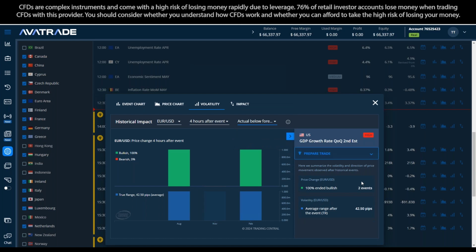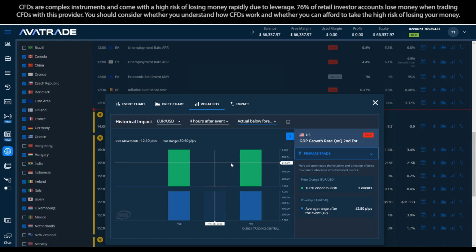And so twice it came in lower than expected, the GDP growth rate, and the euro rapidly climbed over 42 pips range movement against the USD. Okay, so that's pretty powerful data. Now, it's not a lot of data points. We're looking at 3 announcements, but 2 out of 2 that came in below expectation.